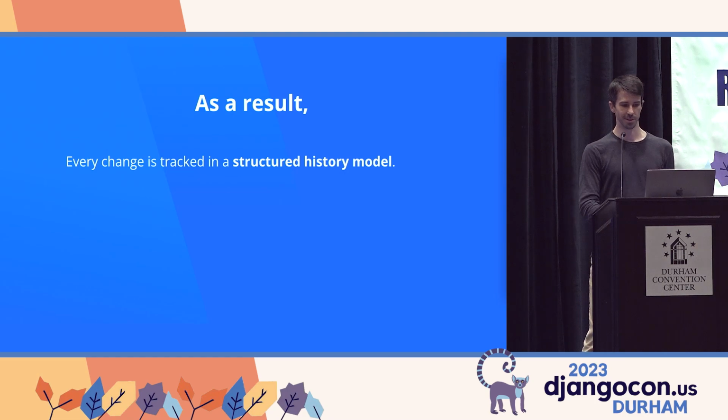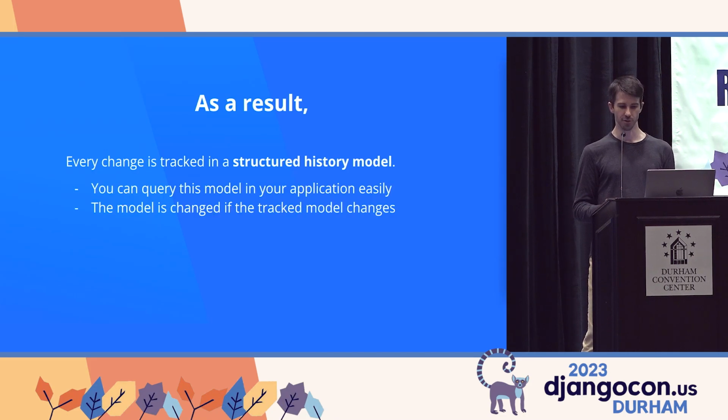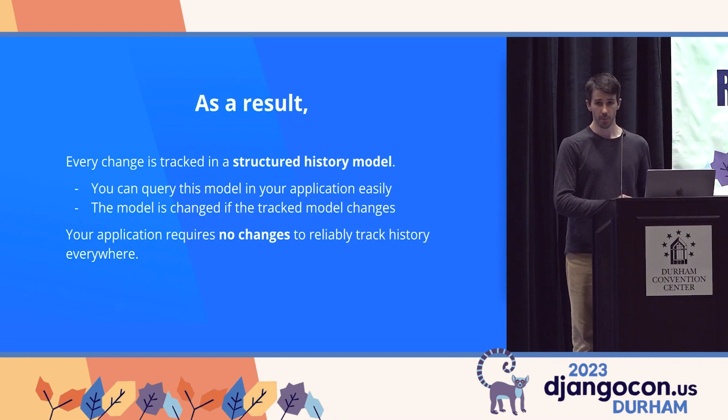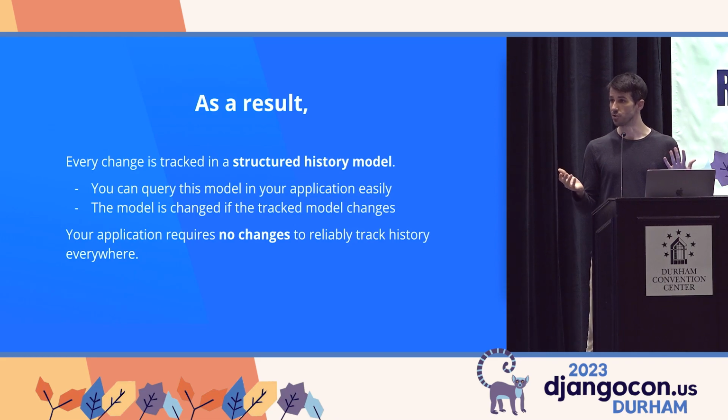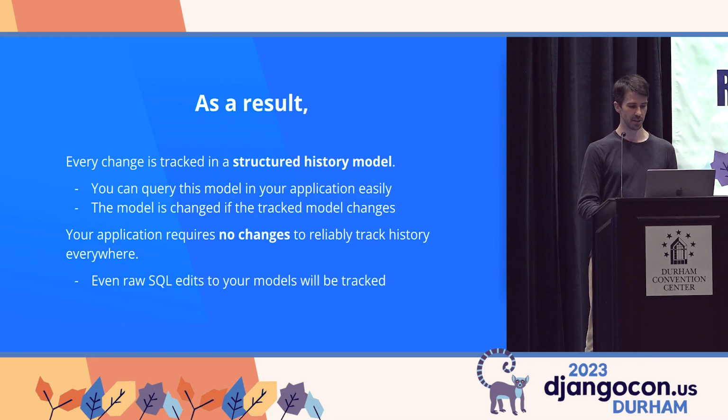And as a result, again, simple example here, base configuration. As a result, every change is tracked in a structured model. You can query it in your application really quickly, easily. If the tracked model changes, you see it in your migrations. And your application requires no real changes. So you can do .objects.create, .bulk update. You can modify data any way your heart desires. You don't have to remember to go through a particular interface to have your history tracked. It's just tracked behind the scenes reliably.